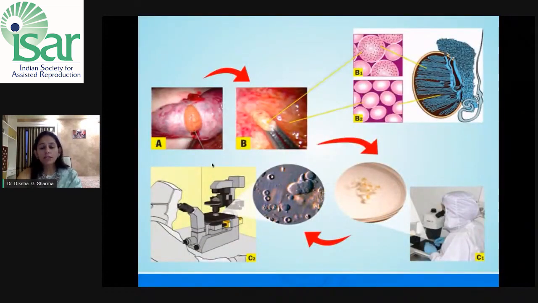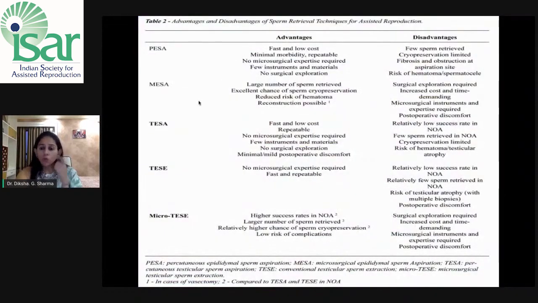So this is the picture which shows the micro-TESE being carried out, where you can see a large incision and then a microscopic image of very magnified, dilated tubules. So what are the various pros and cons?